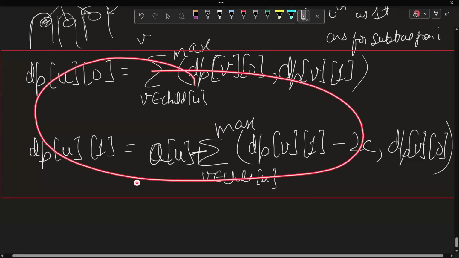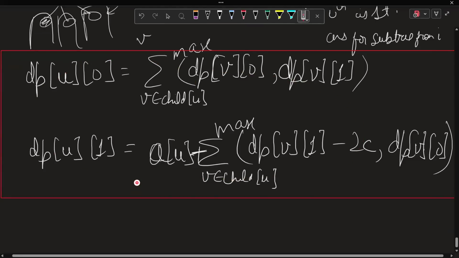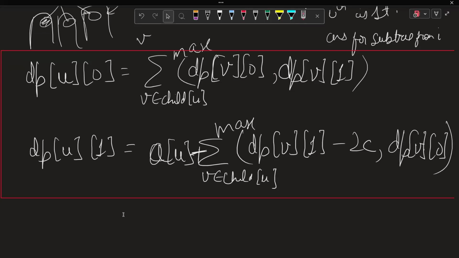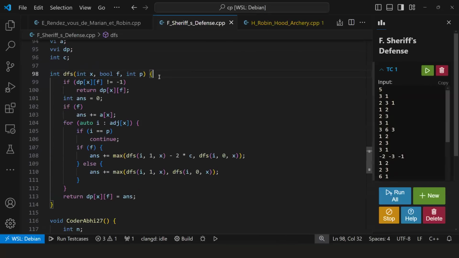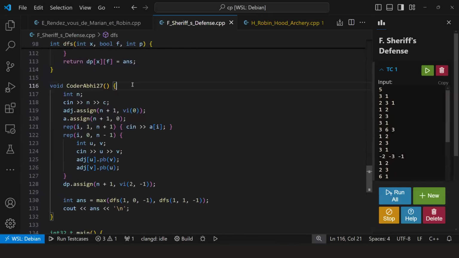If you know the transitions of a DP and you need to apply it on a tree, you just need to run a DFS and do these transitions basically. Let's look at the code, how we will do it. If there is any doubt, you can ask now, or we'll look at the code now. Okay, let's look at the code.